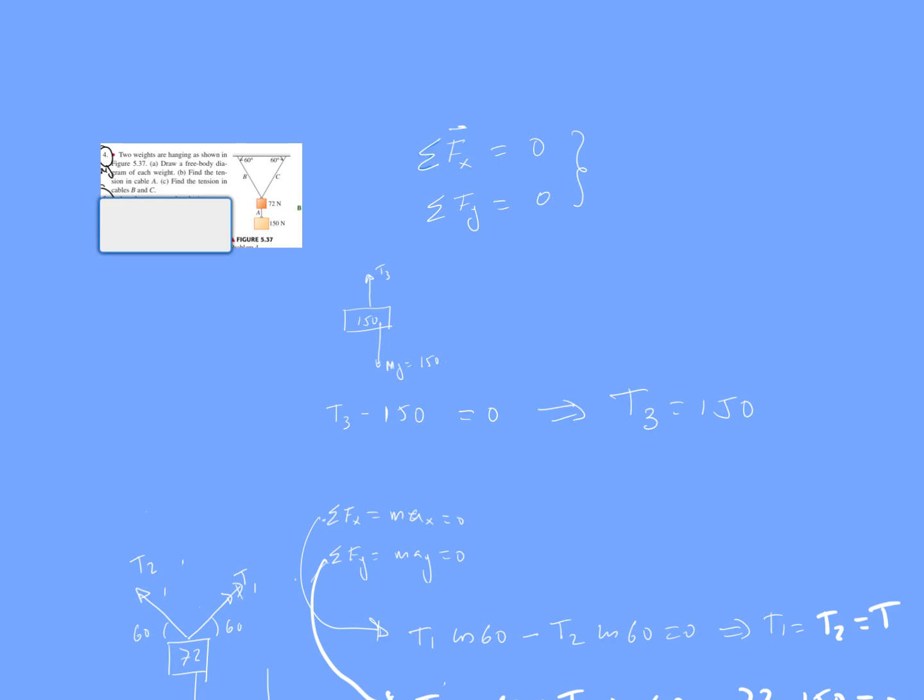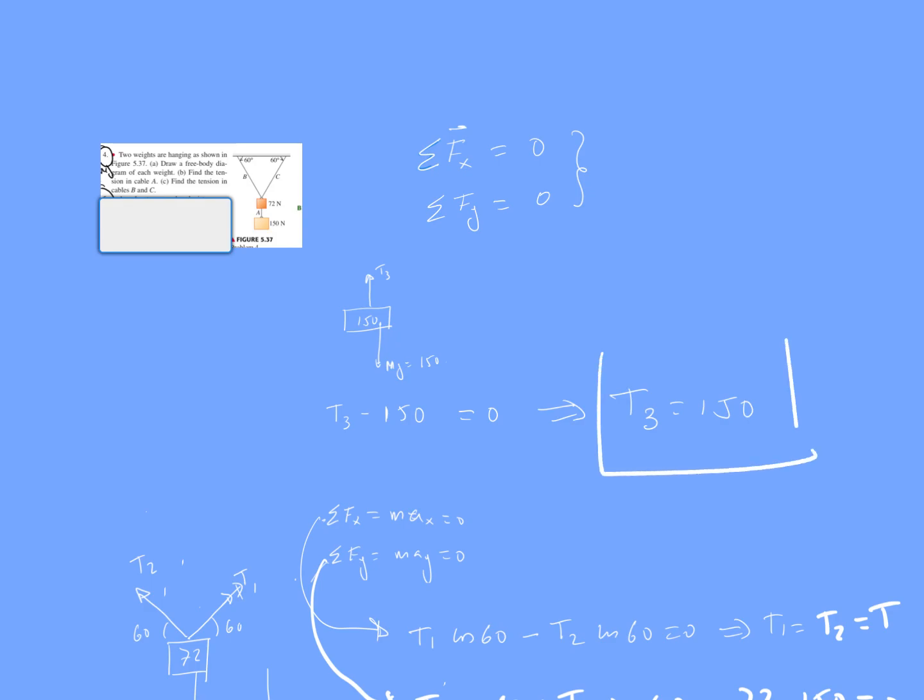Let's start with the 150 newtons, so it has 150 newtons going downwards. This is the weight. The body has a weight of 150 newtons, so its mass is 15 kilograms. The body is in equilibrium, so there is another force going up, opposed to this force, such that the sum is zero. So T3 going up minus 150 going downwards will make a zero acceleration. So T3 has to be 150.